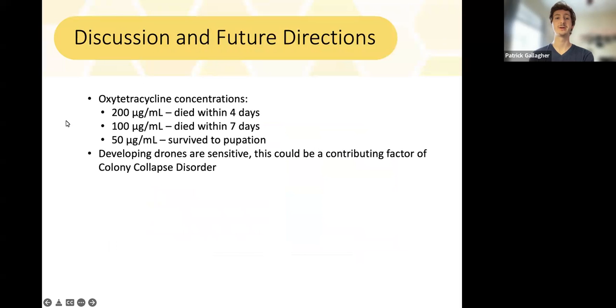And here's just a quick rundown of the results that we just went through. And to highlight that the 50 micrograms per milliliter was the only group that survived until pupation, and that they are just a quarter of the estimated field dose that we calculated. And we also know that developing drones are highly sensitive to antibiotic exposure, which could lead to a variable quality in drones. And this varying quality in drones could be a contributing factor of colony collapse disorder.